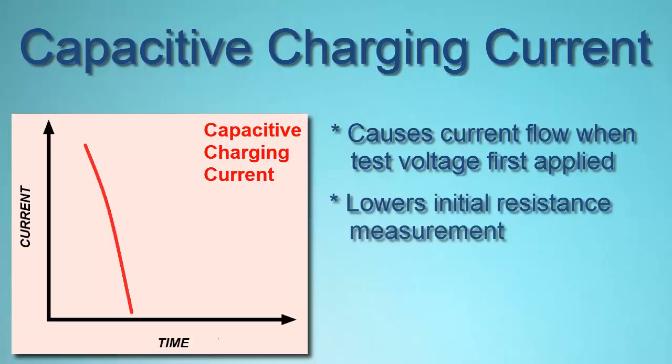This effect is usually brief, often lasting less than a second, although in very long cables or large motors, this can last much longer, up to 30 minutes or more. Capacitive charging current is not an indicator of insulation quality, but it needs to be accounted for to ensure your measurement is meaningful and relevant.